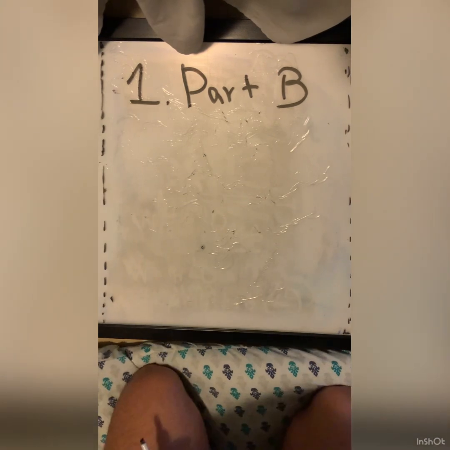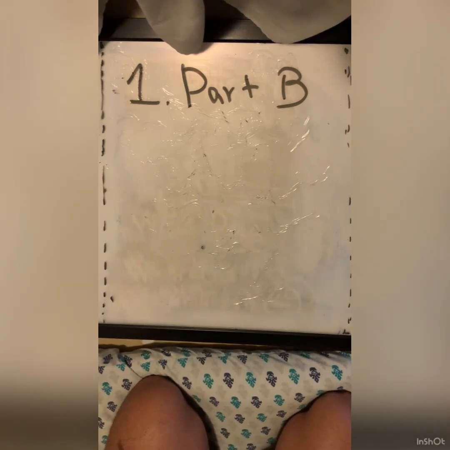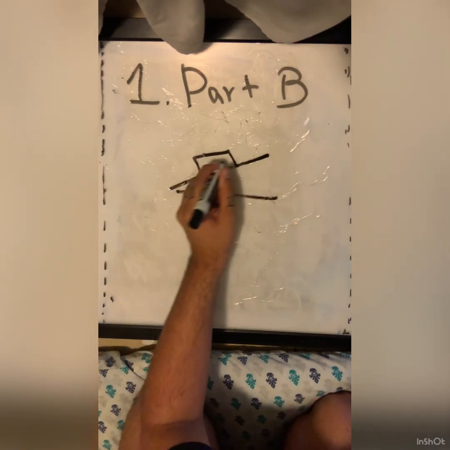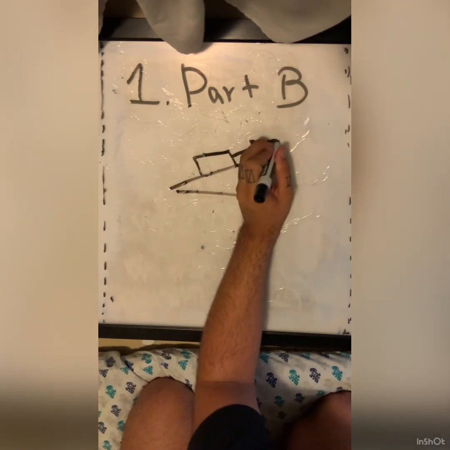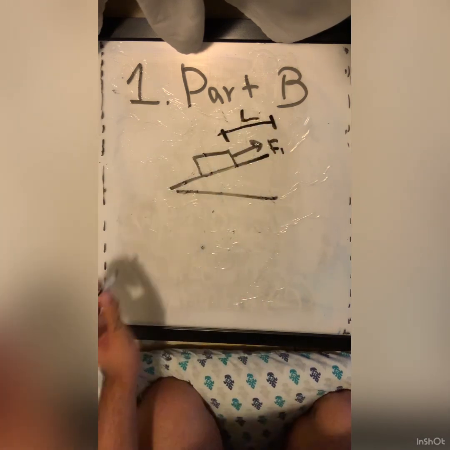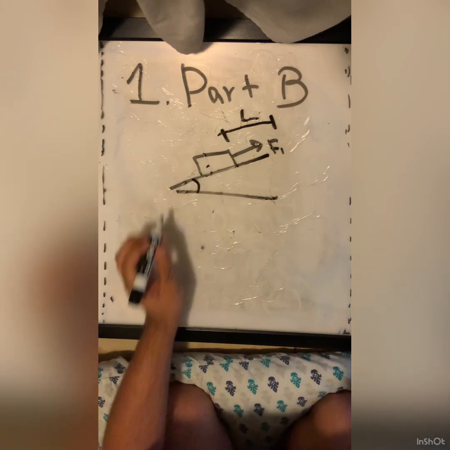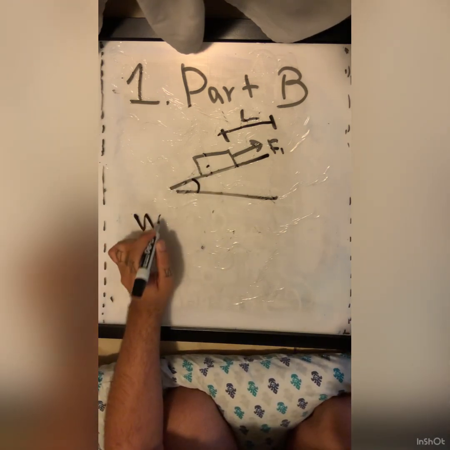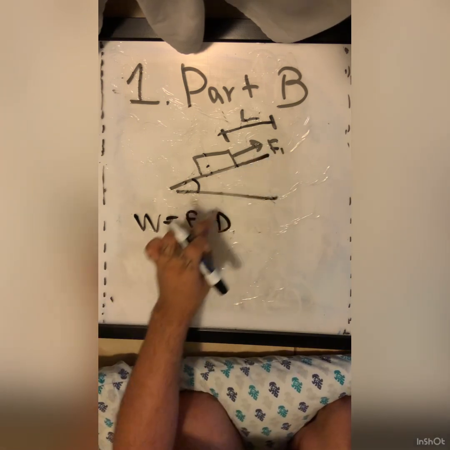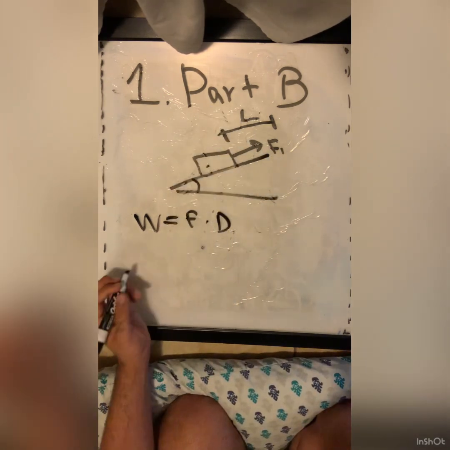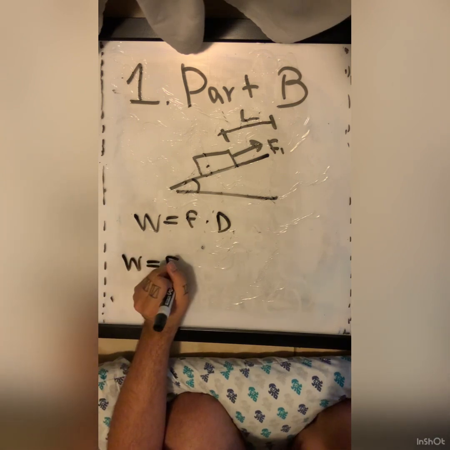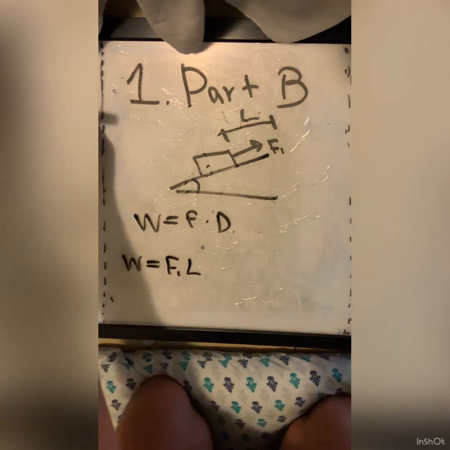For Part B, we're trying to find the total work done by the applied force. Same as Part A, we're going to draw a free body diagram. And this one is fairly easy since work is equal to force times the distance. We're just going to plug in the applied force for the force and L for the distance, and we get our answer, which is work equals force 1 times L.